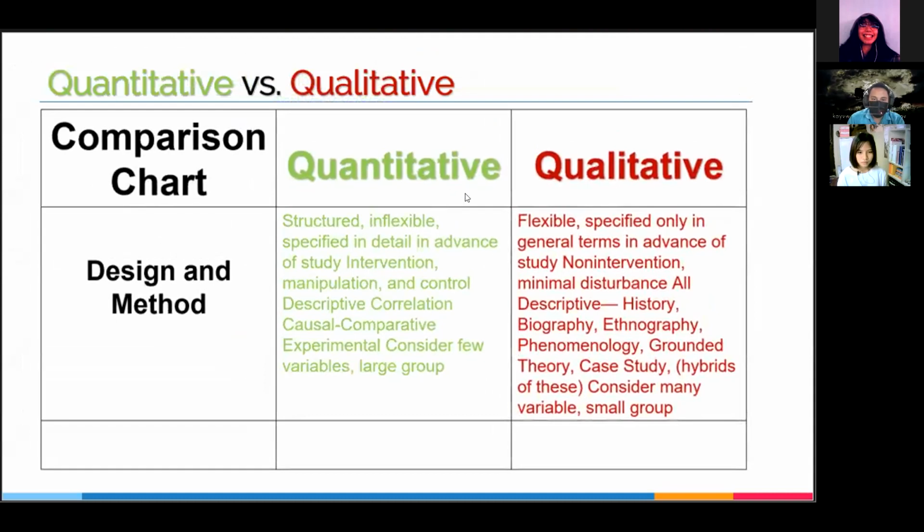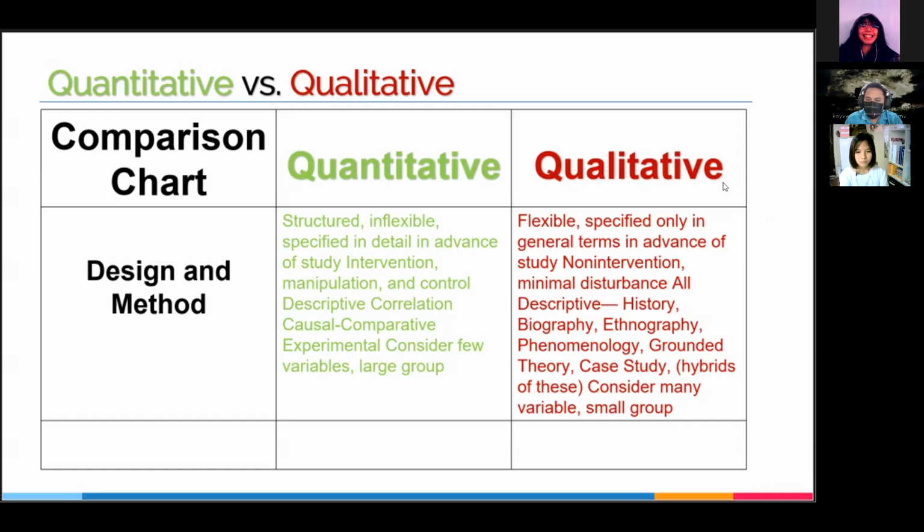Okay, so quantitative, qualitative design and method. When it comes to quantitative, it is structured and inflexible, specified in detail in advance of the study intervention. Ito yung kanyang mga types or kinds ng quantitative: descriptive, correlational, causal comparative, and experimental.